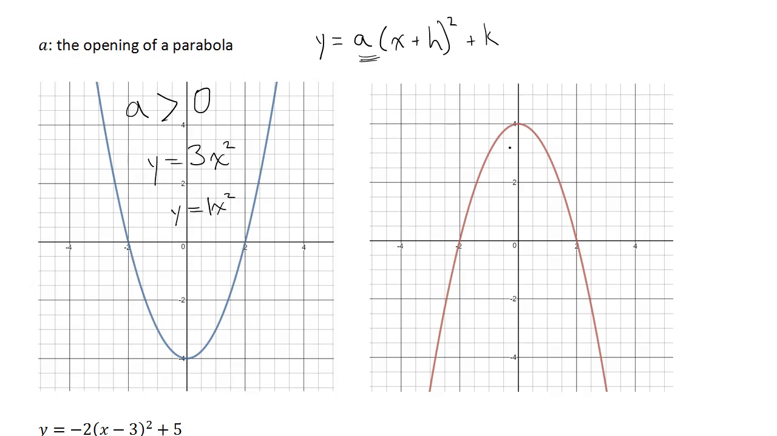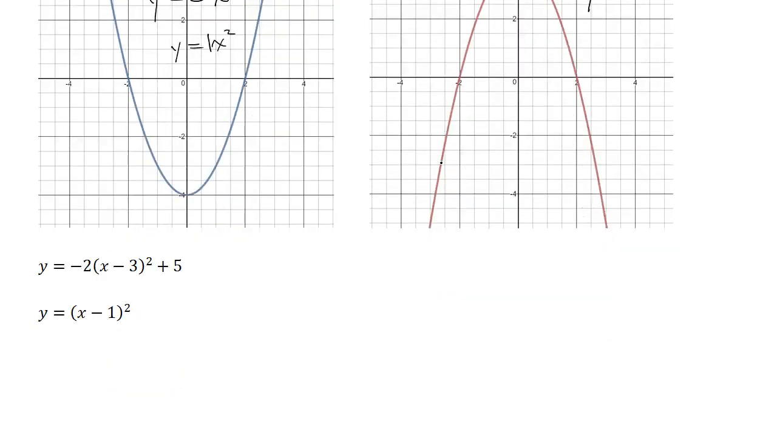Now in this case, where the parabola is opening downward, that means that the value of a is less than 0, or it's a negative number. An example would be y equals negative 2x². Now this equation isn't for this graph, just like this equation isn't for this graph. These are just some equations that work for telling you whether a parabola opens up or down.